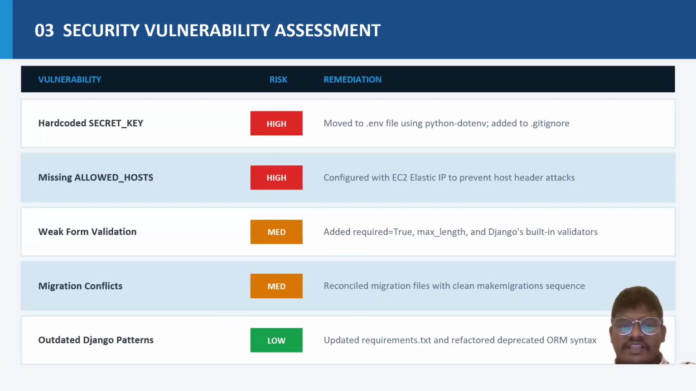A simple GitHub Actions pipeline runs automatically on every push to the main branch. The CI stage runs Flake8 for code style and quality checks, Bandit for security vulnerability scanning, and a Django system check to verify production readiness.